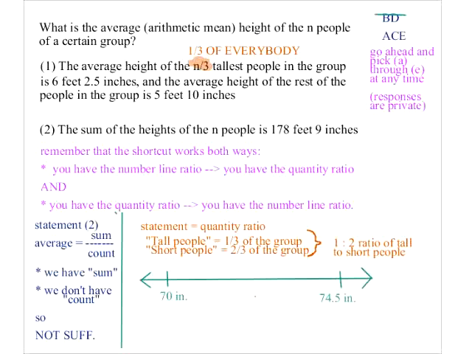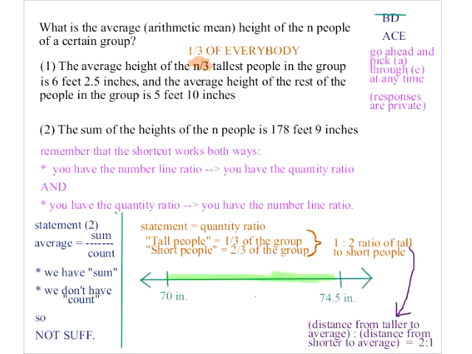And then your weighted average. Now see, here's the deal. If you've got this 1-to-2 ratio of taller to shorter people, then the ratio of the distance from taller to average to the ratio of the distance from shorter to average must be 2-to-1. So you have to divide this number line up into a 2-to-1 quantity. Where it's 2-to-1 taller to shorter, that's going to be backwards as far as the number line is concerned.